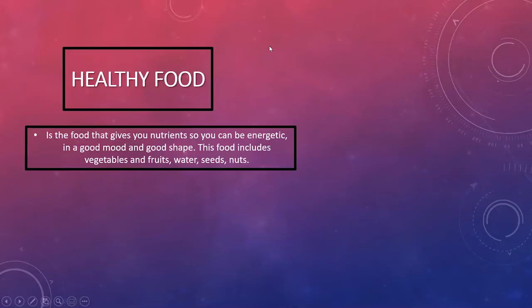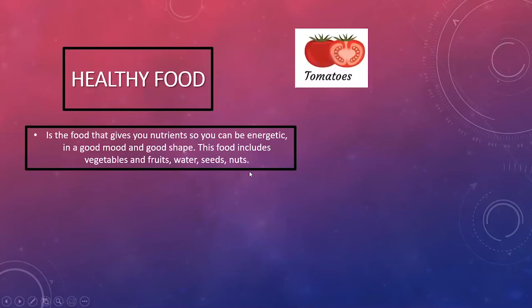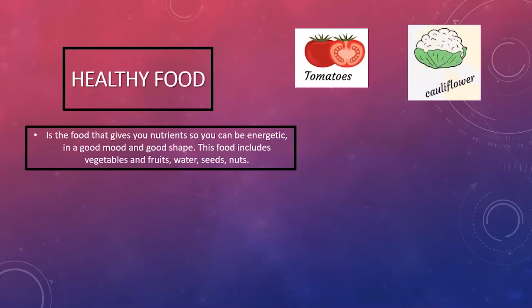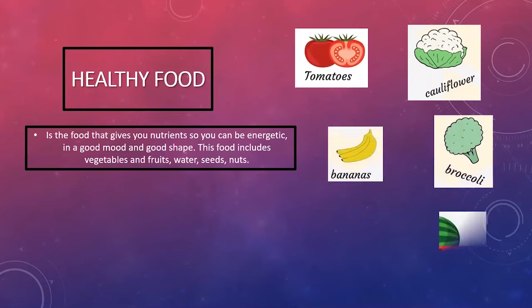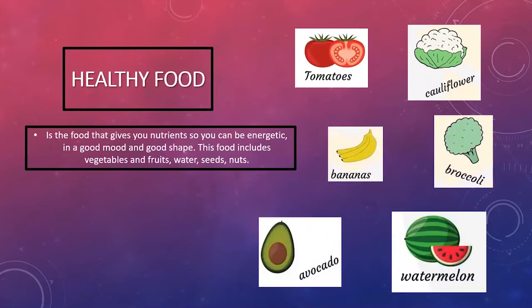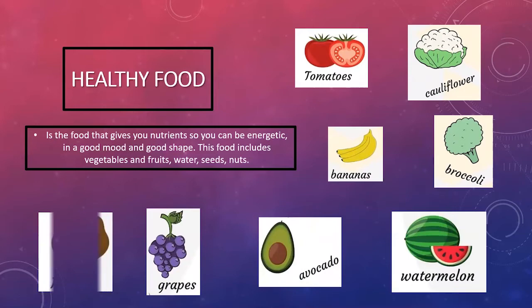Okay. So as we were saying, healthy food contains many vegetables, fruits, water, seeds, and nuts. So here we have some examples. So we have tomatoes, cauliflower, broccoli, bananas, watermelon, avocado, grapes, potatoes. Okay, so any fruit or any vegetables, it's healthy for your body.